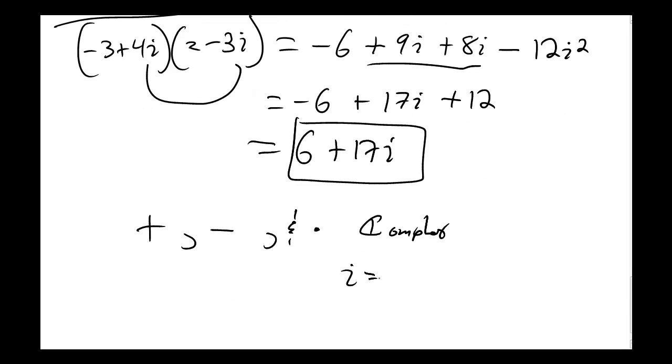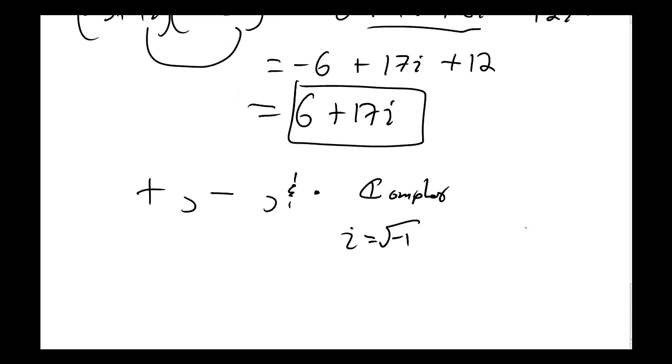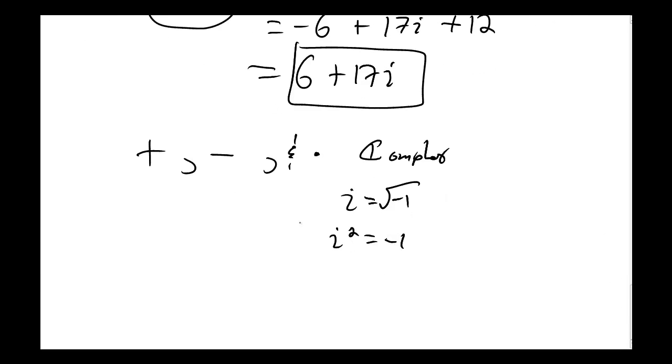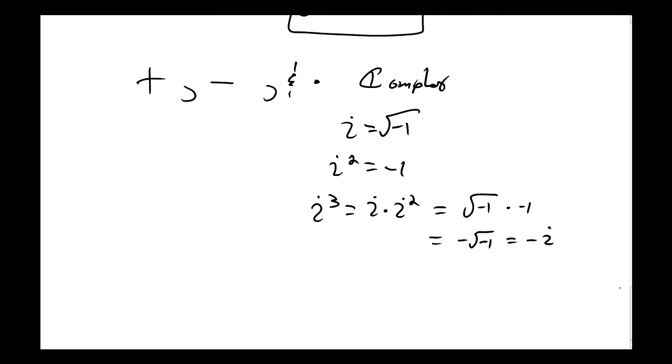We've talked about the fact that i is equal to the square root of negative 1. i squared is equal to negative 1. So this means i cubed equals i times i squared, which means it equals square root of negative 1 times negative 1, which equals minus square root of negative 1, which equals minus i. So i cubed equals minus i.